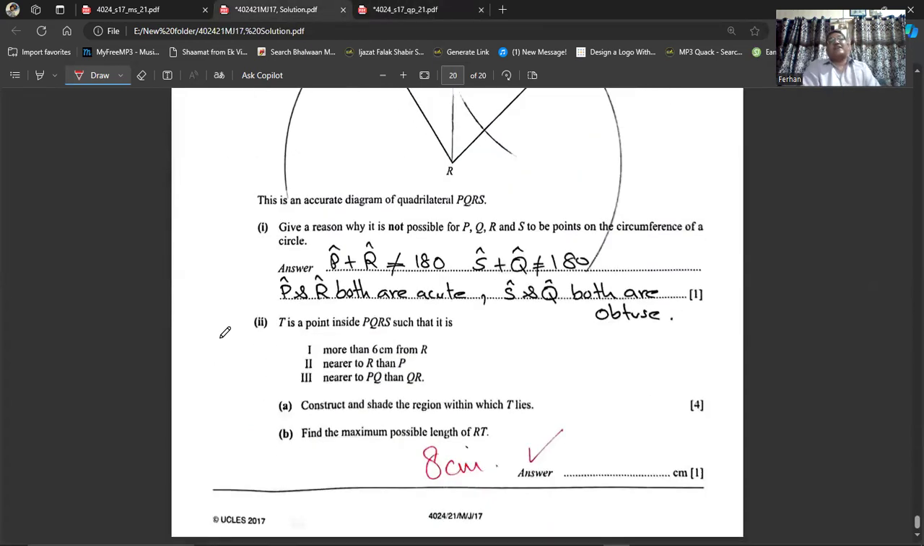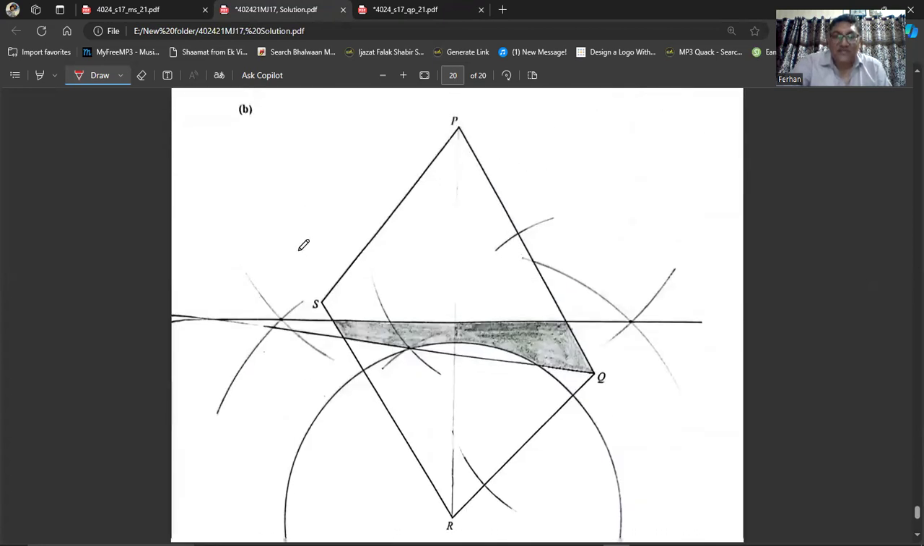The angle P plus R is not 180. Angle S plus Q is not 180. P and R both are acute and S and Q both are obtuse. So they are not on the circumference of a circle.